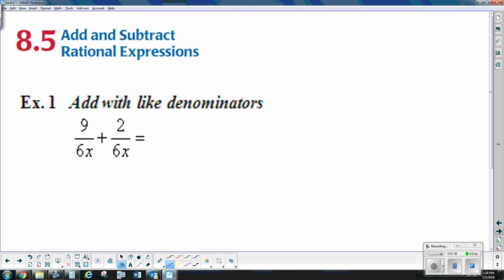So let's look at this first example. We have a common denominator here, 6x. So we keep our denominator, 6x, and then we add our numerators, which is 9 plus 2. So to simplify that, we have 11 over 6x.